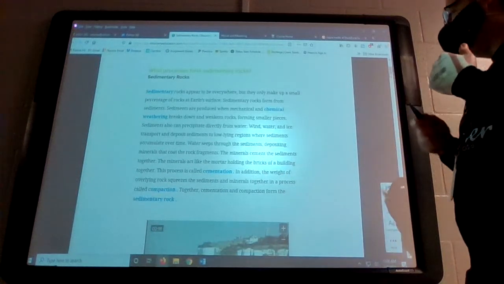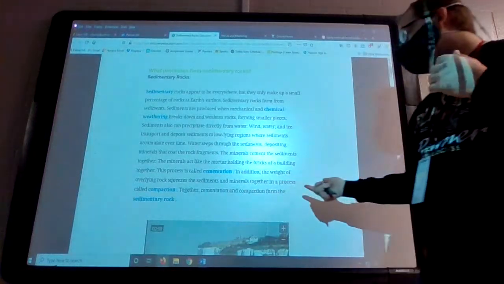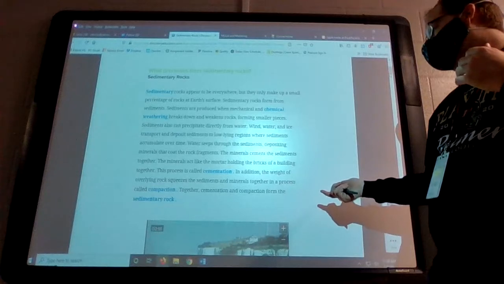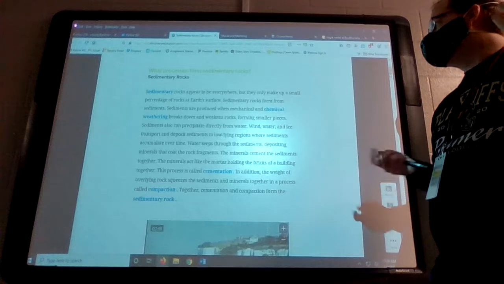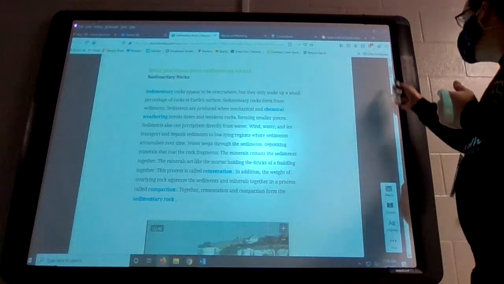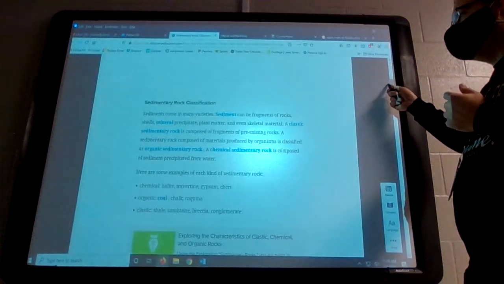Weathering, wind, cementation. In addition, you have compaction. Together, cementation and compaction form sedimentary rock. That is lithification. That's what lithification is. And so when they ask about lithification, it's got to be in here somewhere with the actual term.